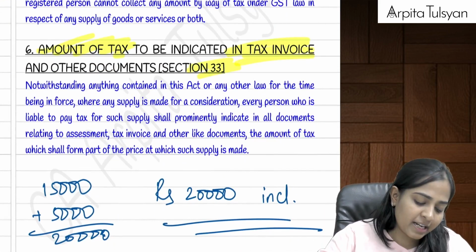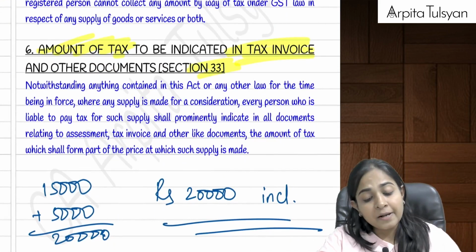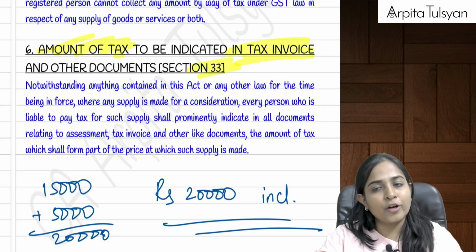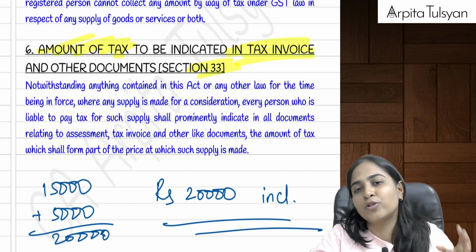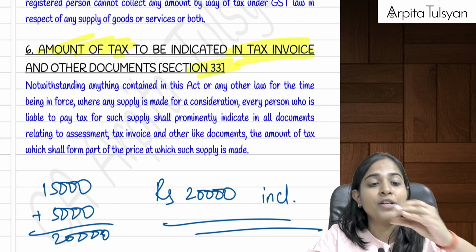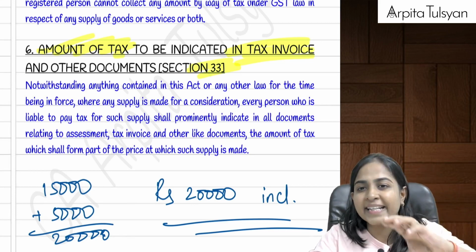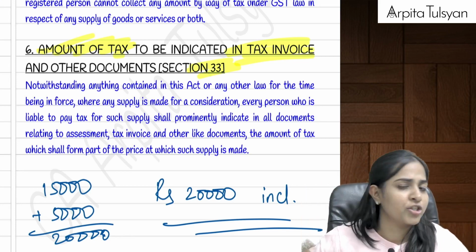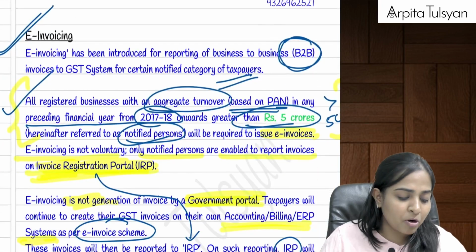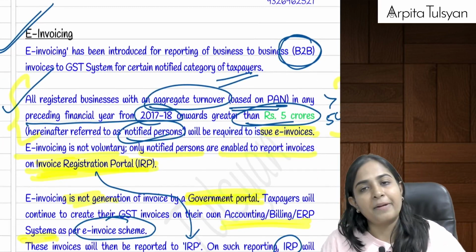And next section is section number 33, which says that suppose you are a registered person and you are collecting GST from the other person and you are issuing the tax invoice to the other person, in that tax invoice, the tax amount should be indicated separately. It should not be like total amount including GST is mentioned. No, that is not allowed. Basic amount plus GST should be mentioned separately.